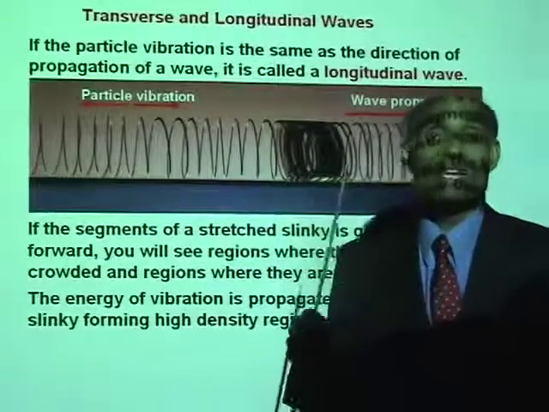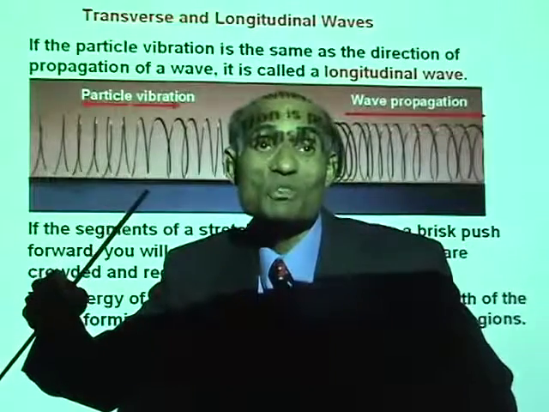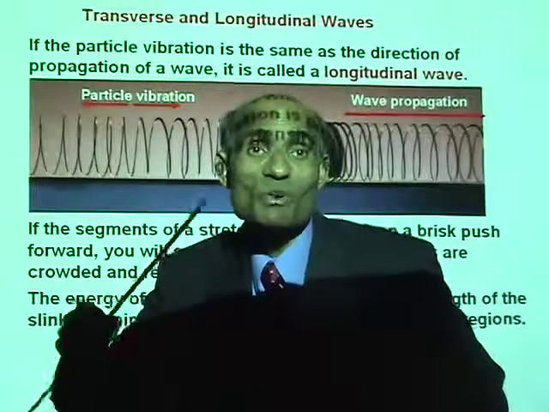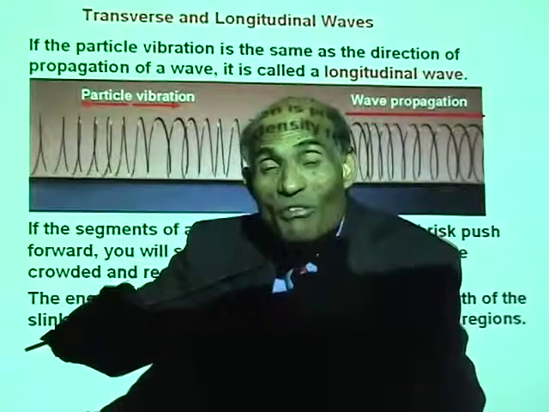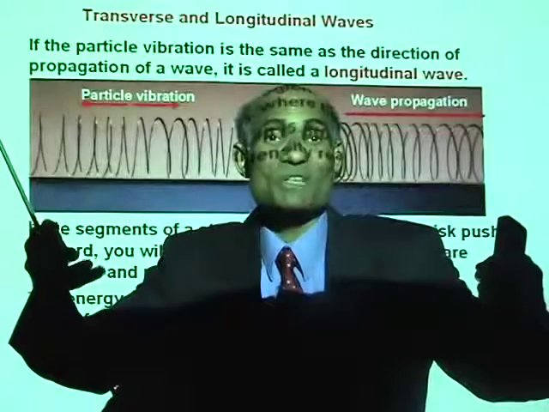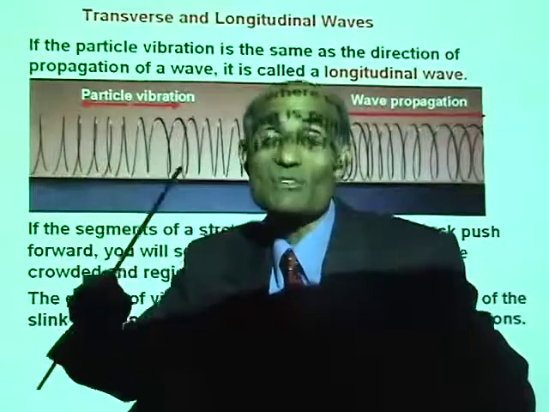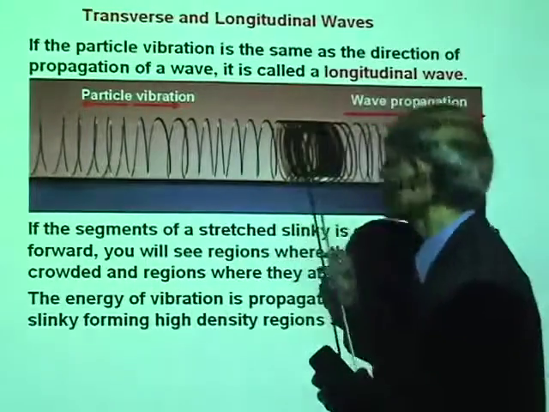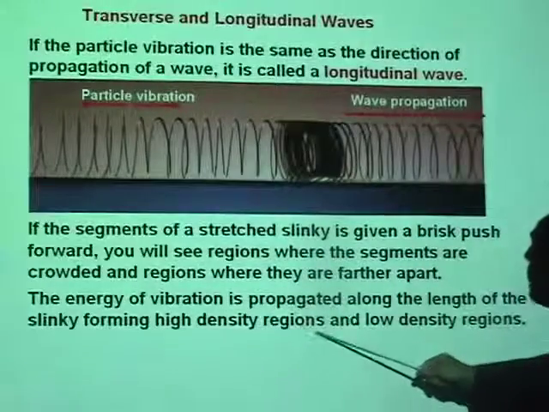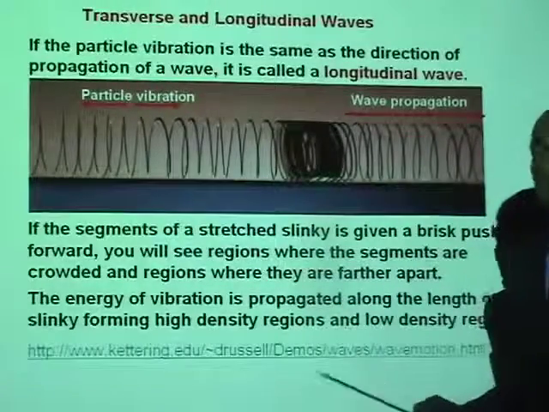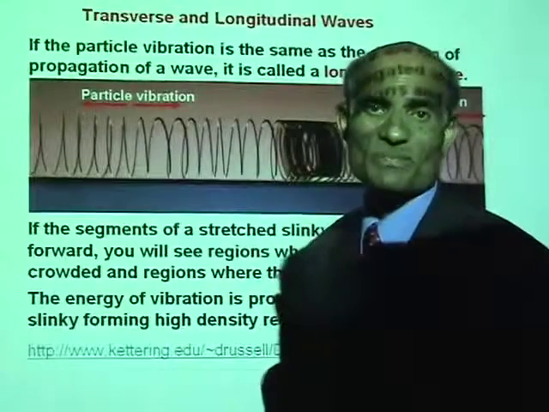So in place of the crest in a transverse wave, what you have in a longitudinal wave is a high density region. In place of the trough, you have a low density region. So for a transverse wave, you have crest and trough. For a longitudinal wave, you have high density regions and low density regions. All right, I want to see if I can show you an animation of this.